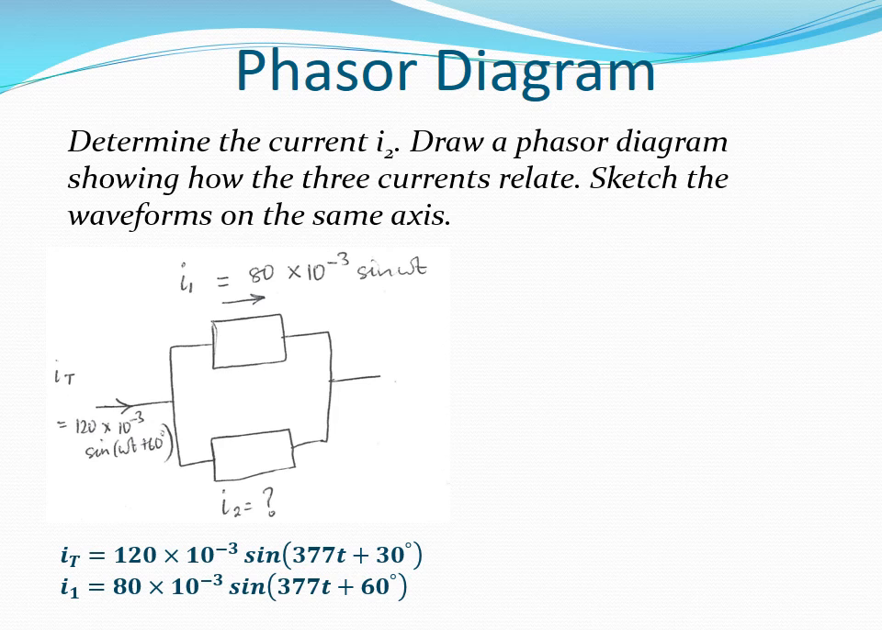In the second example, we are given a parallel circuit made up of two components. We are given the total current to the circuit and the current in one of the components. We want to determine the current in the other component. Draw a phasor diagram showing the relationships between the currents and then sketch the waveforms on the same axis.